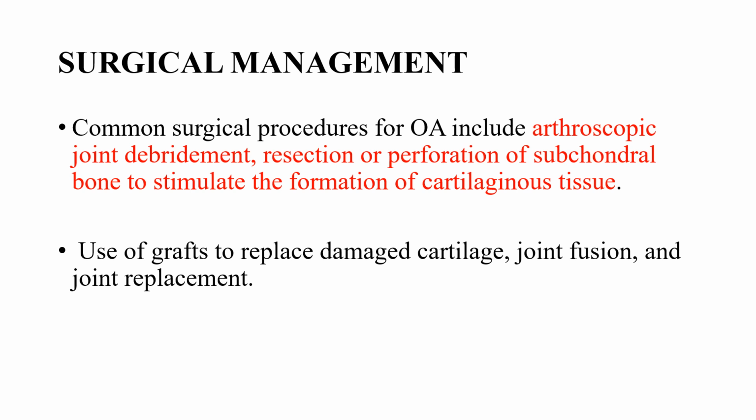Surgical management for OA. Common surgical procedures for OA include arthroscopy, joint debridement, resection or perforation of subchondral bone to stimulate the formation of cartilaginous tissue, then use of grafts to replace damaged cartilage, joint fusion, and joint replacement.